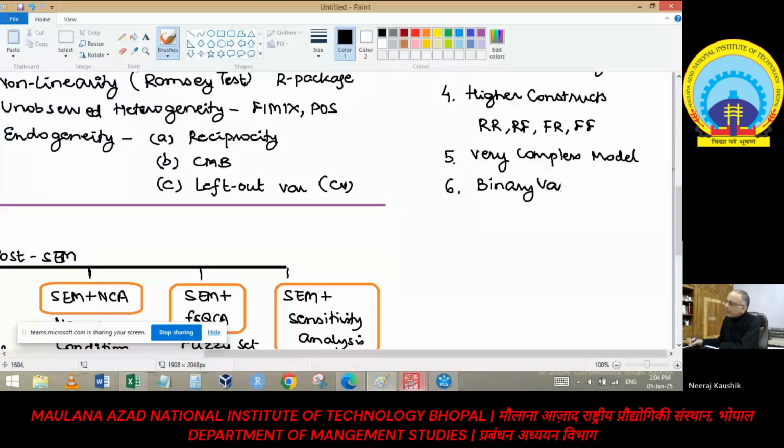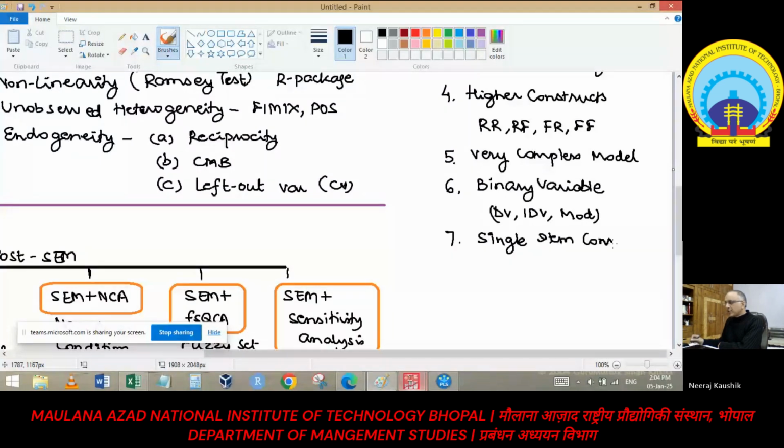AMOS cannot handle a binary variable, but SmartPLS can. A binary variable can be the IDV, the DV, or the moderator; SmartPLS can very comfortably handle it. And last, it can also very comfortably handle the single item construct.